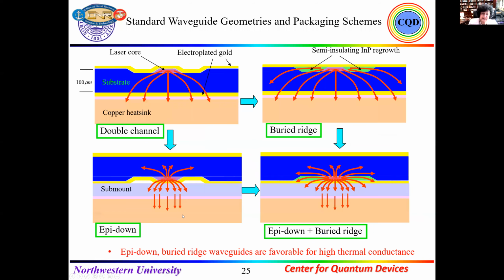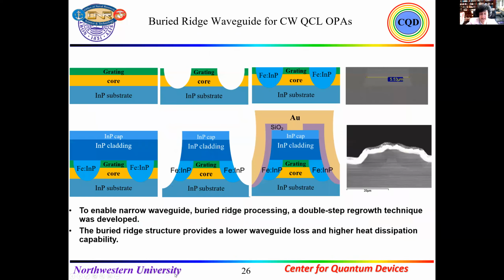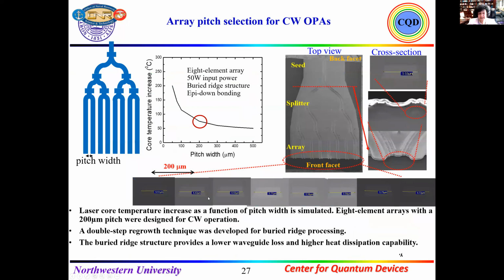So by using all of that, we tried one part to use the double channel and to do the epi-down. We tried to do the semi-insulating indium phosphide regrowth. We did the buried ridge and epi-down plus buried ridge. The epi-down, buried ridge waveguide are favorable for high thermal conductance. So for that, we try to do at the same time the narrow waveguide, buried ridge processing, and double-step regrowth technique, and the buried ridge structure provides a lower waveguide loss and higher heat dissipation capability, as we can see here, and that is the results.